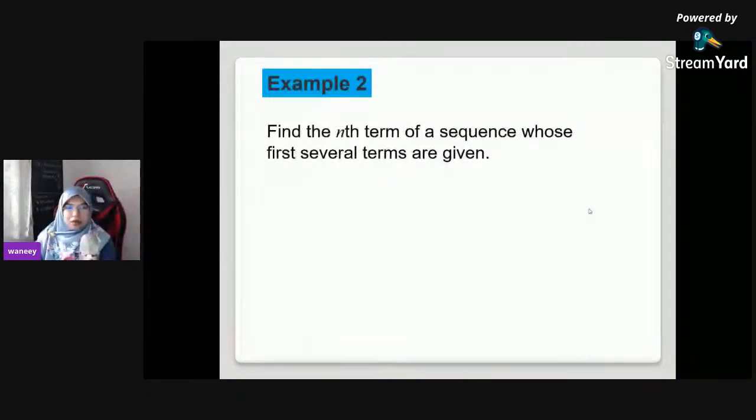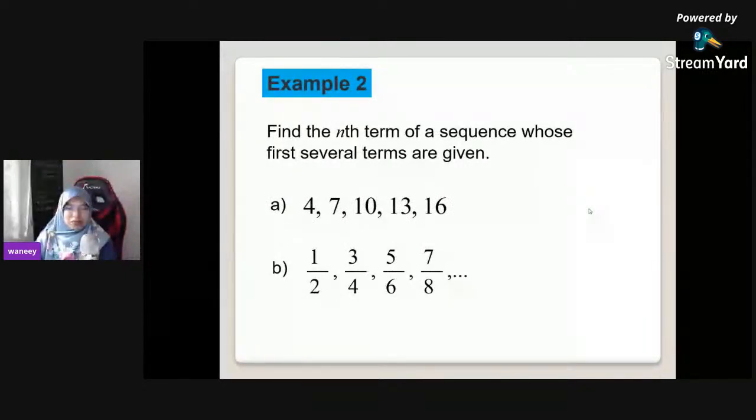Find the nth term of a sequence whose first several terms are given. Okay, so we have 4, 7, 10, 13, 16. And then another one is 1 over 2, 3 over 4, 5 over 6, 7 over 8, and so on. Okay, so now let us look at A. So we have 4, 7, 10, 13, 16. So now the basic thing, normally sometimes we want to know what do we have in common between them.